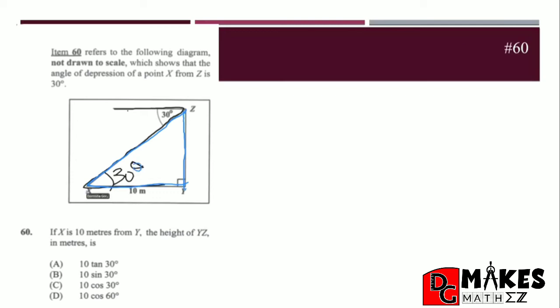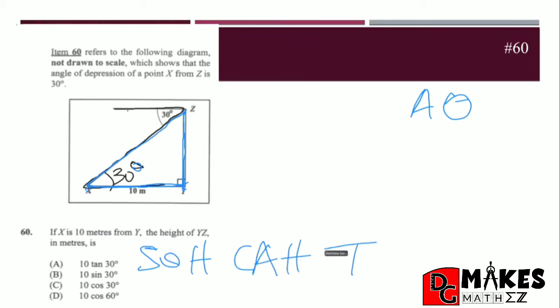We have the side that's adjacent to it, which is 10 meters, and we want the side that's opposite to it. Now we are going to look for the trigonometric ratio that involves the adjacent side and the opposite side. I'm guessing you would have been familiar with this nice way of remembering: sine is opposite over hypotenuse, cos is adjacent over hypotenuse, and tangent is opposite over adjacent.